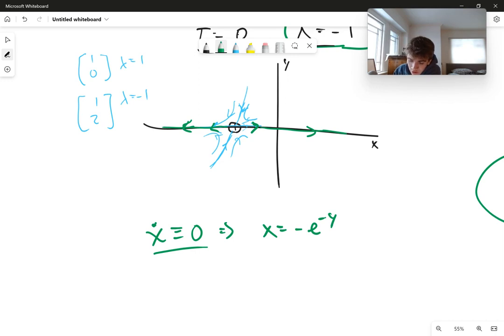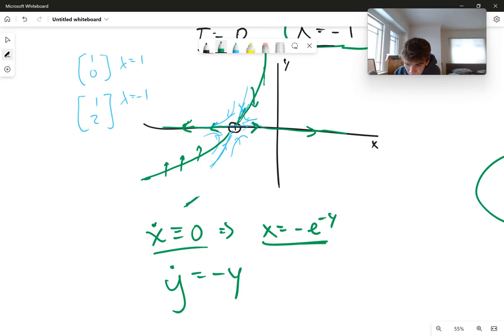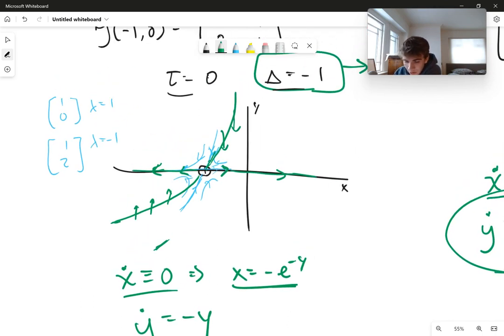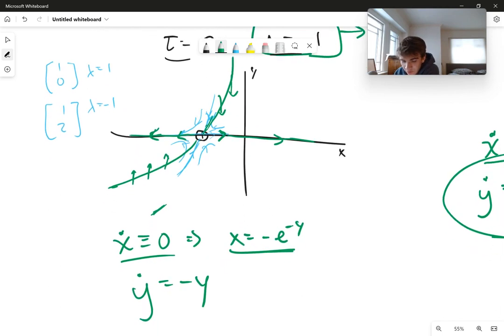So drawing this null line, x is equal to e to the negative y, I'm going to notice that y dot is equal to negative y. So in this quadrant where y is negative, I'm going to have upward flow. So let me draw it something like this. So I'm going to have upward flow along this line here, and then downward flow along the line when y is positive. And so I know that the flow is completely vertical, because the x derivative is 0 by definition of the null line, and then I can just determine the sign of the y direction.